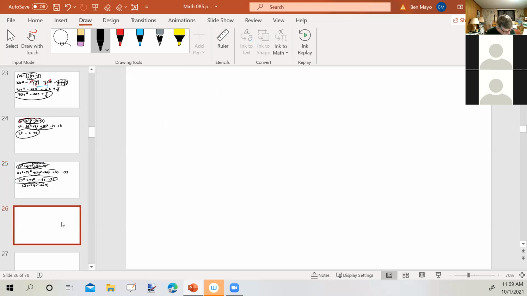Well, we're going to go out into the deep end of the swimming pool here. We're going to take a trinomial times a trinomial. So in fact, we're going to have 9 products. So here we go.